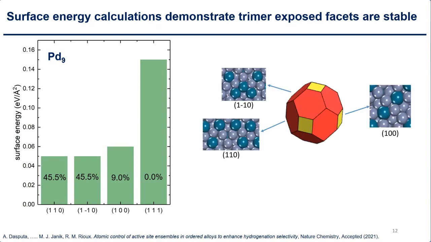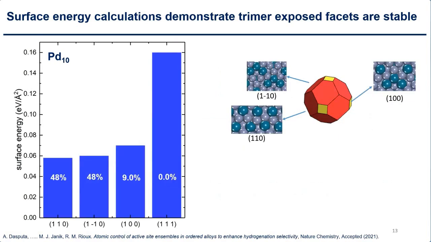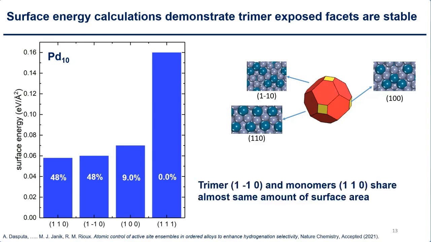It turns out that these 1, -1, 0 surfaces are those that contain the trimers, and these tend to be stable surfaces according to surface energy calculations. If we look at palladium-10, probably as anticipated, the story hasn't changed. Again, a surface that exposes trimers is stable and predicted to be exposed from a Wulff construction, and therefore we have surfaces on both palladium-9 and palladium-10 that contain these palladium trimers.